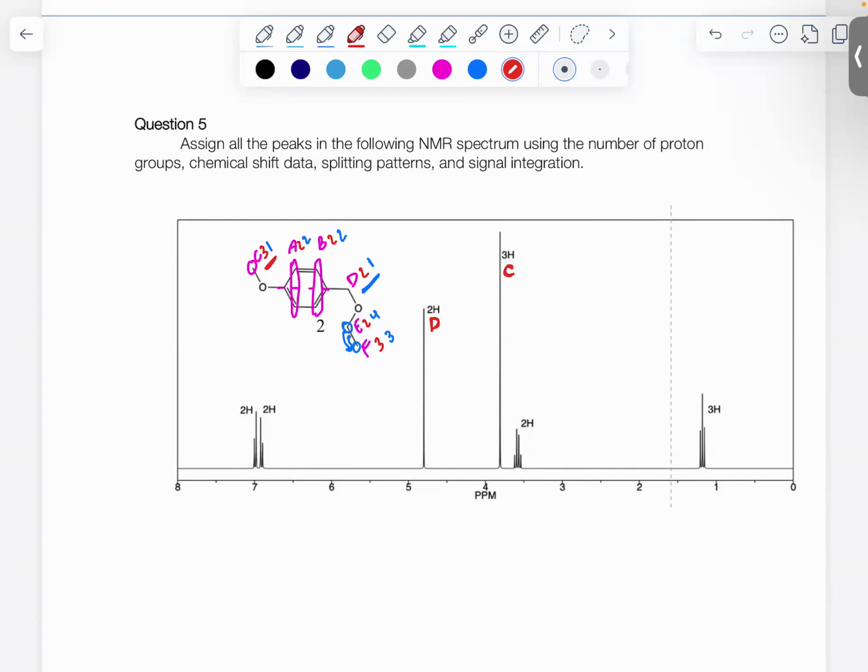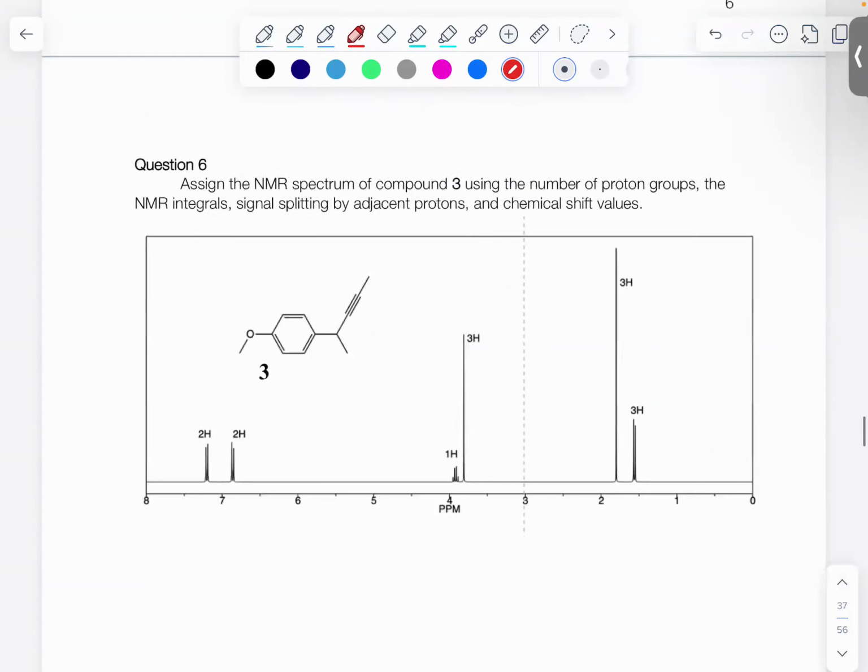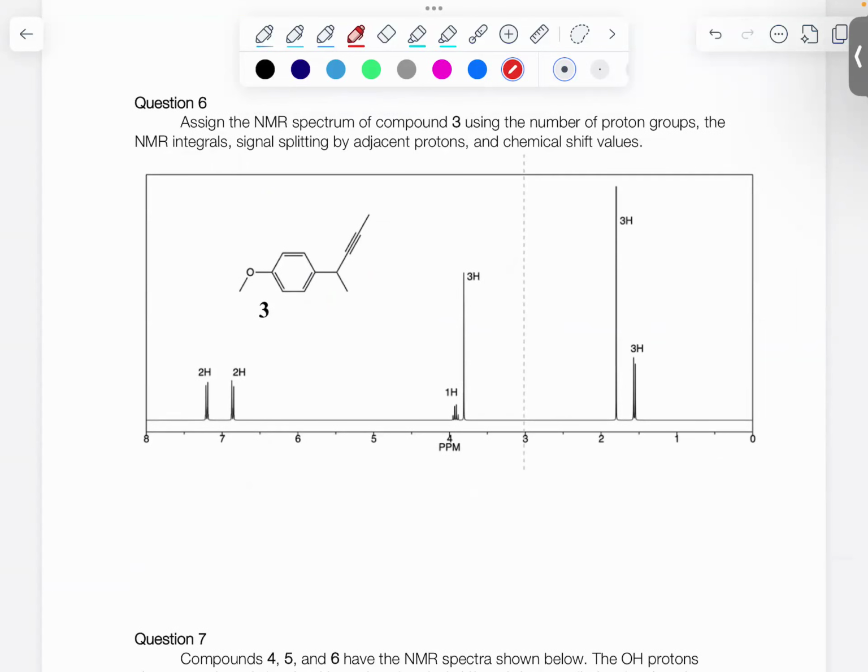Here we have a 2H quartet. That must be E. We only have 1 3H triplet, which must be F. And finally, we have our A and B. I prefer to start with the rings, and so we'll start with A and B, C, D, E. This will have no protons, neither will this one, and F.